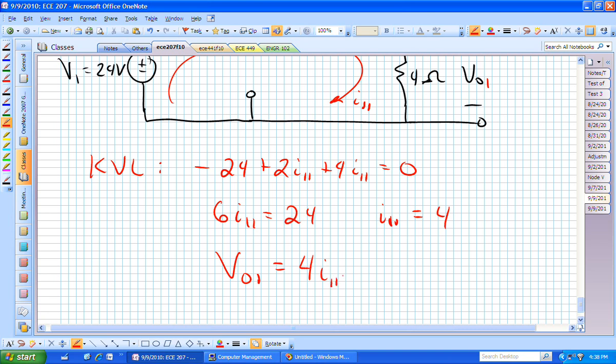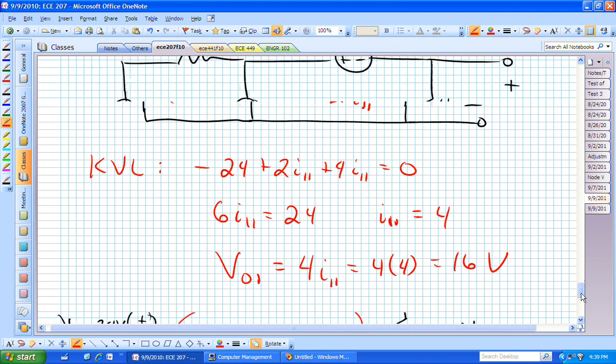Four times I11, which is 4 times 4, which is 16 volts. Does everybody see that? If you did it the other way, if you said, you know what, I see that as a voltage divider. I'm just dropping that original voltage of 24 volts across 2 resistors, which is really what you're doing, which maybe it's not clear from this.